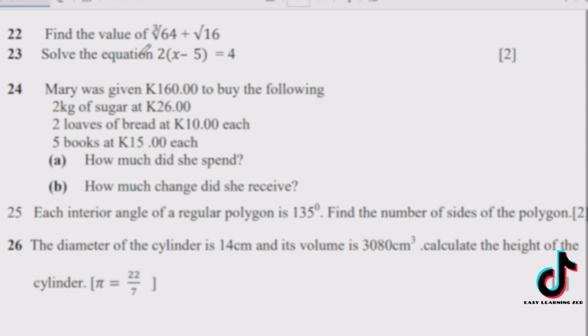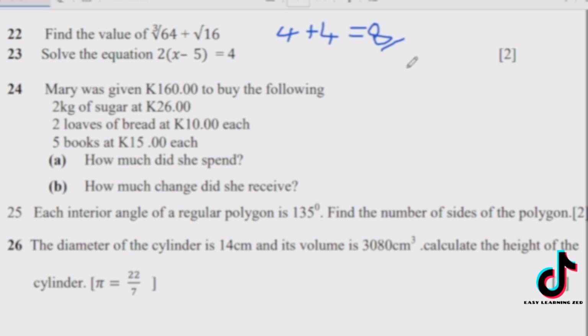So the cube root of 64 is 4. Plus the square root of 16, which is 4. So 4 plus 4 will give us 8. So that is the answer, 8. Okay, this is the answer for this one.